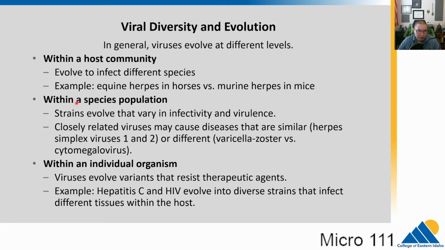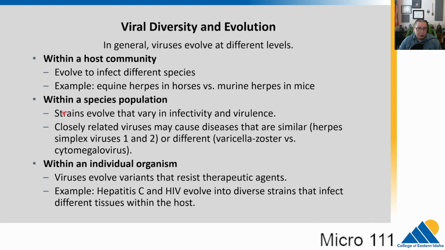Within a species, there is a population of viruses that will evolve. Strains will evolve that have different infectivity, the ability to get in, and virulence. So we've seen this with COVID, right? We saw the Delta variant and the Delta BA2 or whatever it was, Omicron, things like this. So strains will constantly evolve within a species population.